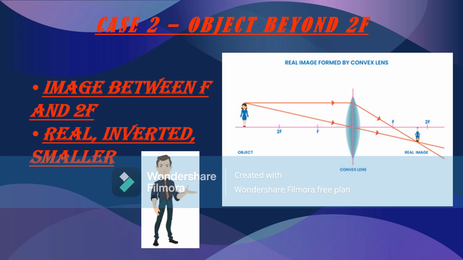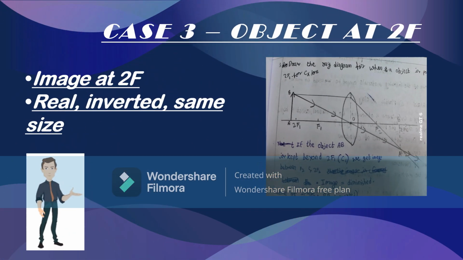Let's go to our case number 3, object at 2F. Now, when the object is placed exactly at 2F, the image is also formed at 2F on the opposite side, means at right hand side. It is real, inverted and of the same size. It's a very rare case but very important for ray diagram practice. Again and again, you should use the first and second ray rules to draw.